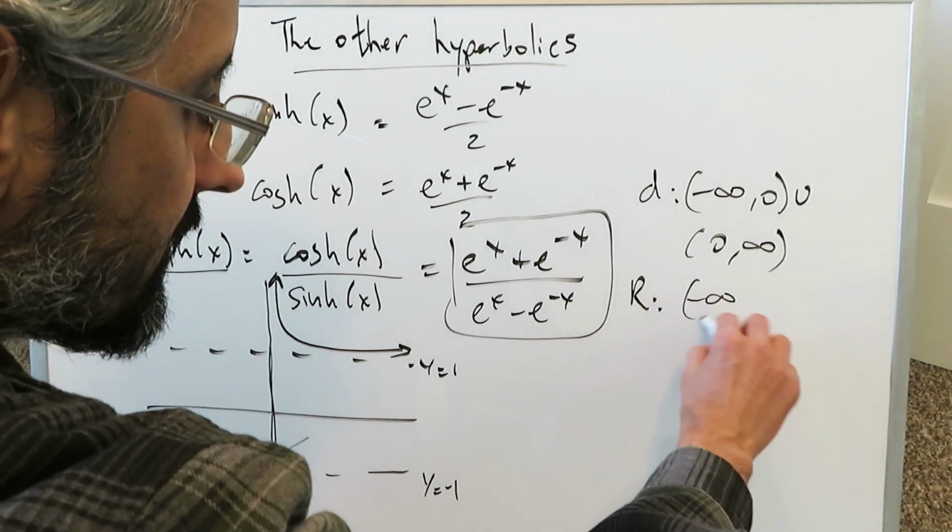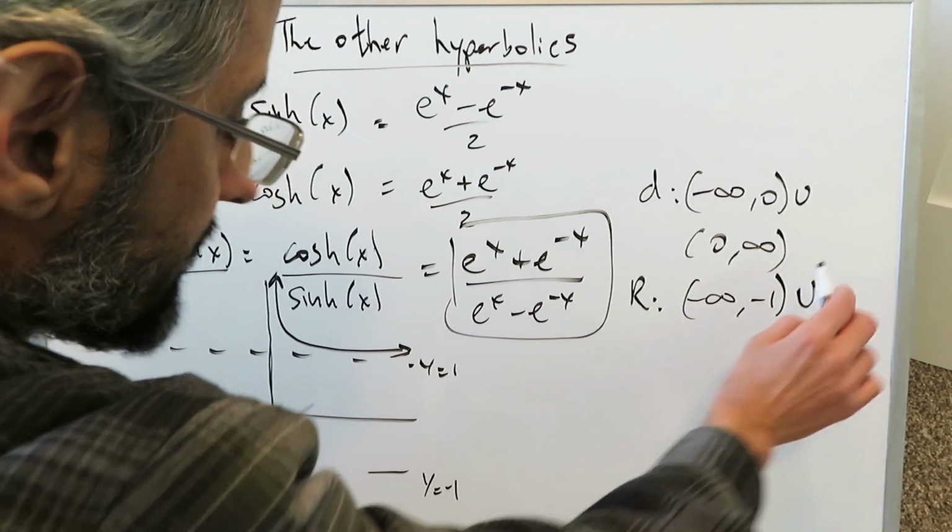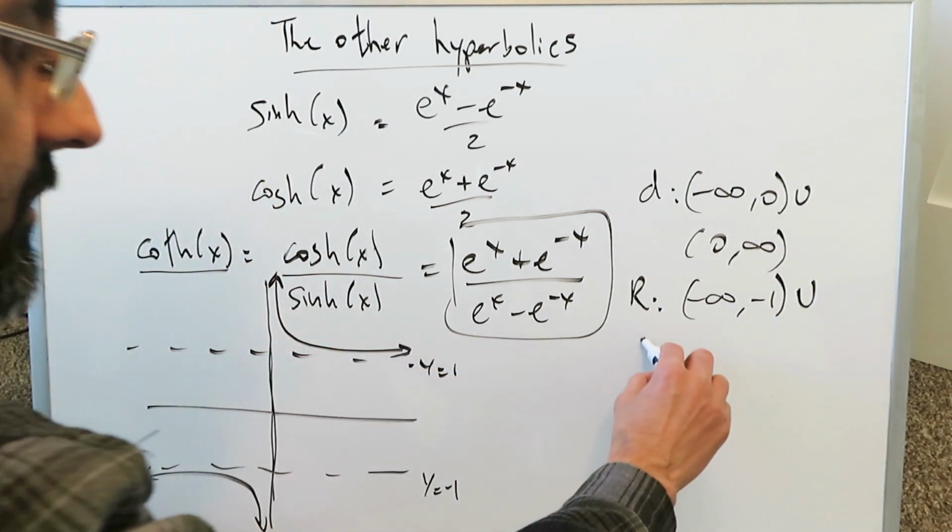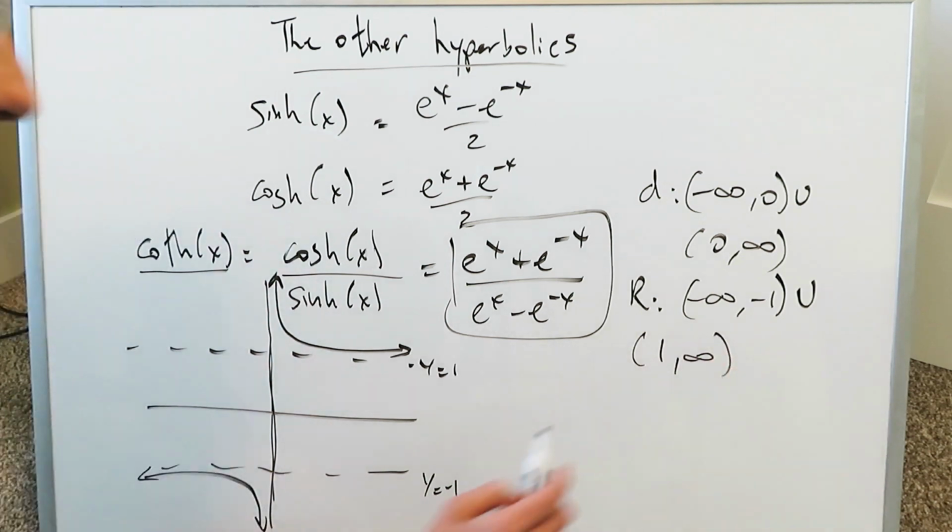From minus infinity, you're coming up to -1, but not including -1. Then you jump across onto the other asymptote, and from 1 you go on towards infinity, and there it is. The domain and the range for the hyperbolic cotangent, keep this in mind, is very relevant.